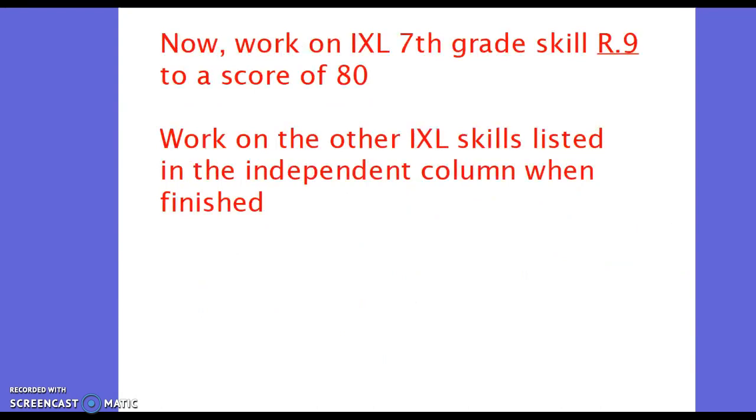All right, so what I'd like you to do right now is see if you can just use your notes and apply these skills on these 4 properties: identity, commutative, associative, and distributive, and apply that to IXL skill R9 right now. 7th grade to a score of 80. And then when you get done, you may work on the other IXL skills that I have assigned to you that are listed in the independent column.